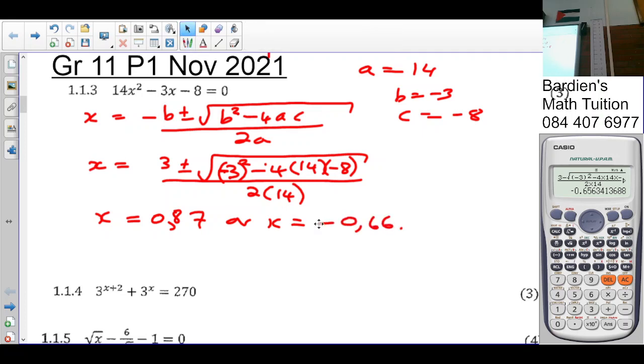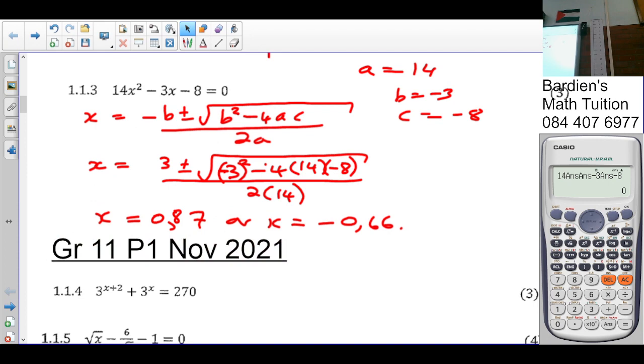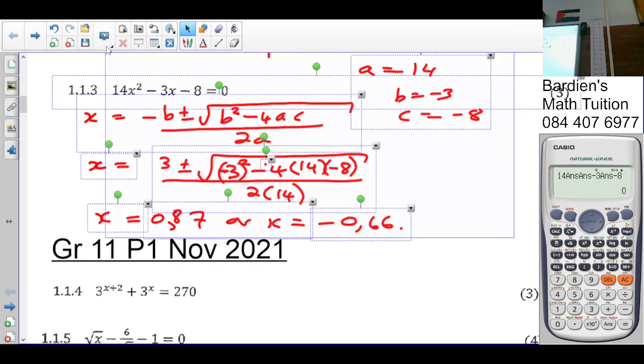Okay, and we can test if you are correct. Since the present answer is the last answer calculated here, which is negative 0,66, you say this: 14 squared minus 3 answer minus 8 should give an answer of 0. Okay, so yes, it works. The next one, let's pull this out here.